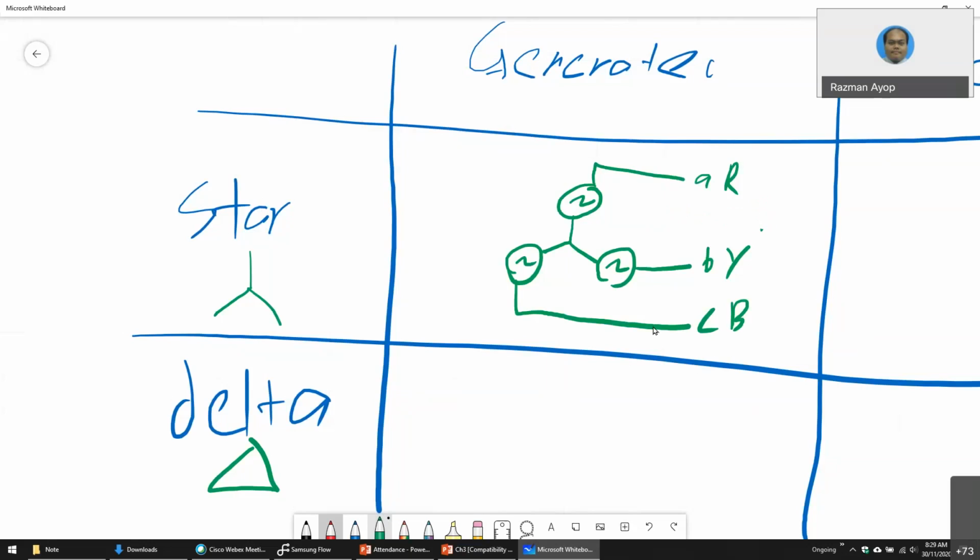For star, remember the note said there are two types. Either three line, 1, 2, 3, or four line, which adds just a neutral wire N from the center. This is how to draw star connection.